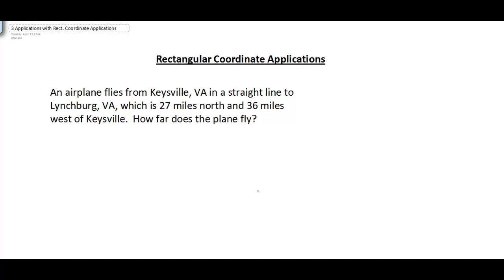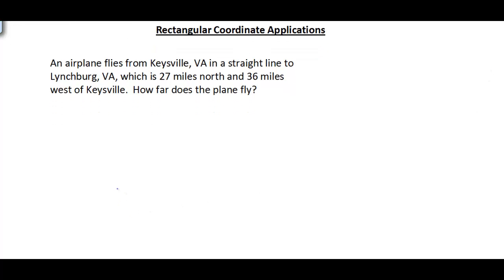So if we draw a little picture here, we can figure this out. If we start at Keysville, and it tells us that we're going to travel 27 miles north. So we're going to go 27 miles north of Keysville and 36 miles west. So that means we're going to go to the left here, 36 miles. Then how far does the plane fly if it's going to travel in a straight line from Keysville to Lynchburg? So that means we're looking at our direct flight here. And notice we actually would have a right triangle.